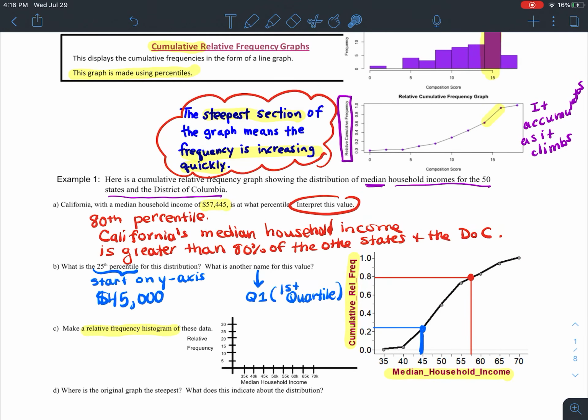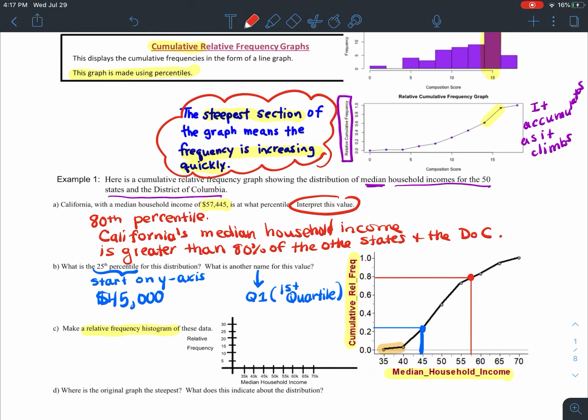So here's how this works. If you could follow this with me here. You're going to take this first bracket between 35 and 40, and you're going to look at that increase. It starts at 0, and it roughly looks like, maybe it stops at 40,000 at about 5%. That means 5% of the states have median incomes between 35,000 and 40,000.